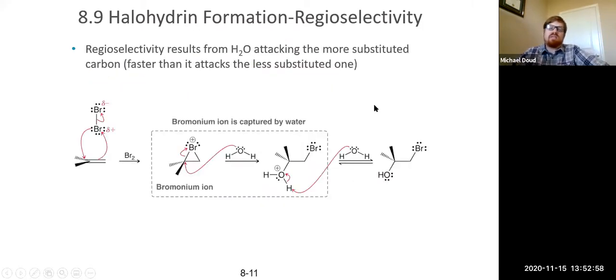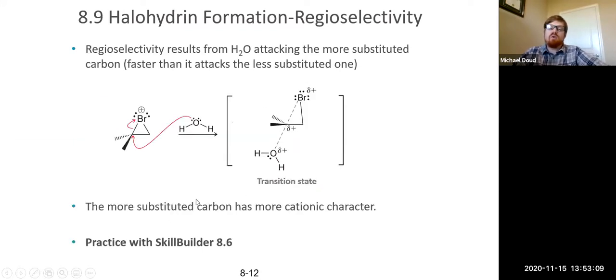Now, the reason for that basically is that the water is going to be more likely to attack the more substituted carbon because that's a more stable positive charge here. The more substituted carbon has more cationic character because it's a more stable carbocation, whereas the less substituted carbon is less likely to be able to form a carbocation. So again, regioselectively, you're going to add the OH to the more substituted carbon, the bromine to the less substituted.